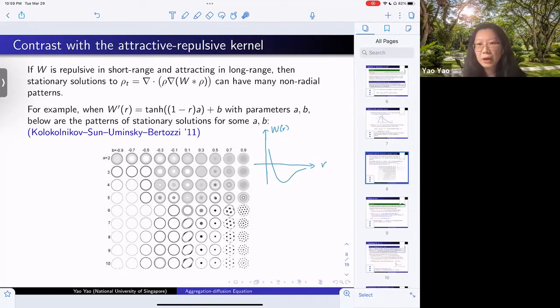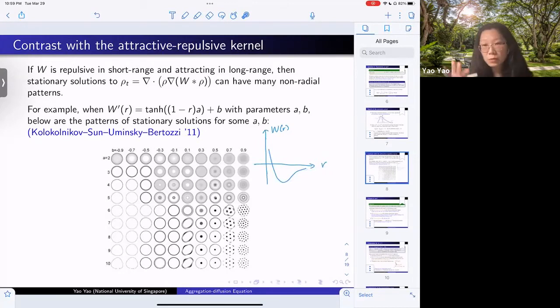And you may wonder, well, is the potential being attractive really necessary? There is also a lot of interest to study this equation with attractive repulsive potential, where the particles are repulsive if they're too close to each other, and they're attractive when they're at longer distance. So in this case, it corresponds to a potential that is decreasing for some range of r, and then increasing when r is bigger than a certain amount.